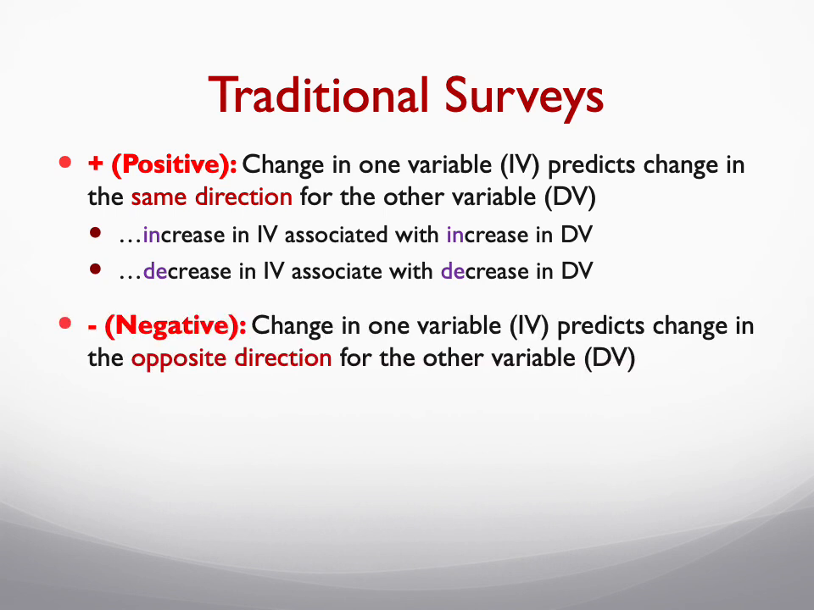A negative correlation is just the opposite. That's going to say that change in one variable predicts change in the opposite direction for the other variable. Change in the IV predicts change in the opposite direction for the DV. In other words, an increase in the IV is associated with a decrease in the dependent variable. Or the opposite, a decrease in the independent variable is associated with an increase in the dependent variable. Again, the important thing being that these variables are linked, but they're linked in opposite directions. As one goes up, the other goes down, or as one goes down, the other goes up.